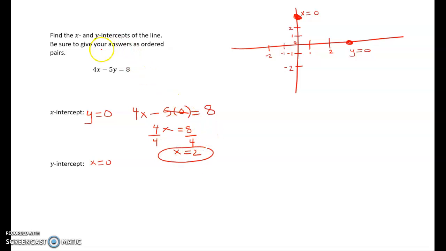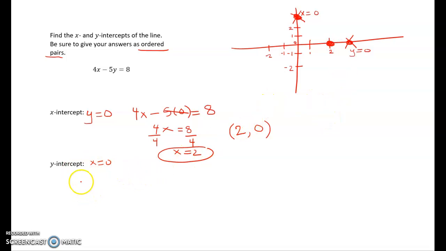Now notice in the directions it says be sure to give your answers as ordered pairs. So we need to write this as an ordered pair. Now the x and the y-intercept are two completely separate points, so they don't go together. We already know at the x-intercept, y equals 0, so it'll just be 2, 0. Okay, now let's find the y-intercept, a completely separate point. In fact, we'll cross those out. So we're just examples. So 2, 0 is our first intercept.